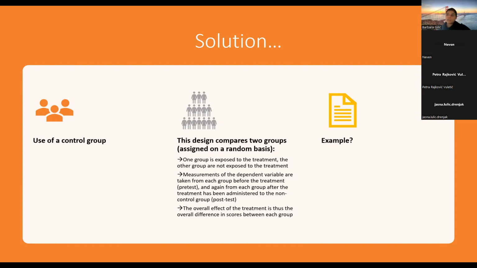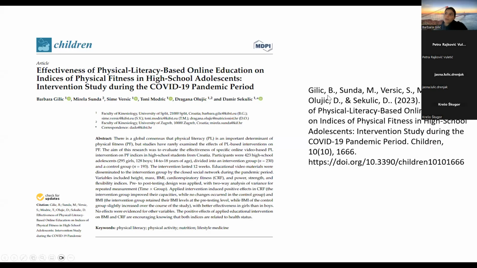So the overall effect of the treatment is the overall difference in scores between each group, so between the experimental and the control group. Now I will just give you an example from research which we published a few days ago. It's about the effectiveness of physical literacy-based online education on physical fitness in high school adolescents. So we actually conducted an intervention of physical literacy during 12 weeks.